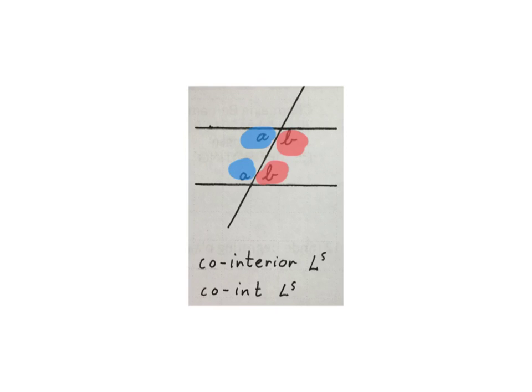Again, try and see what I see, how I remember the names. They are cozy together and they're inside between the two lines. These two are cozy, they're together and between the two lines. That's why we call them co-interior, and there's only the two sets, so it's easy to remember them. Now the next fact.